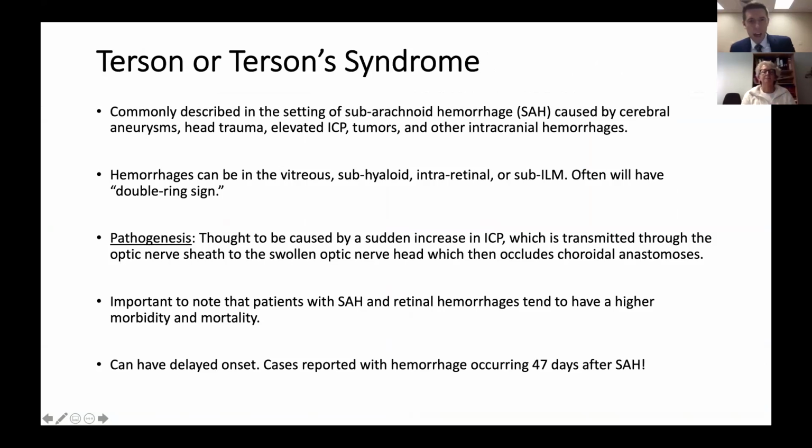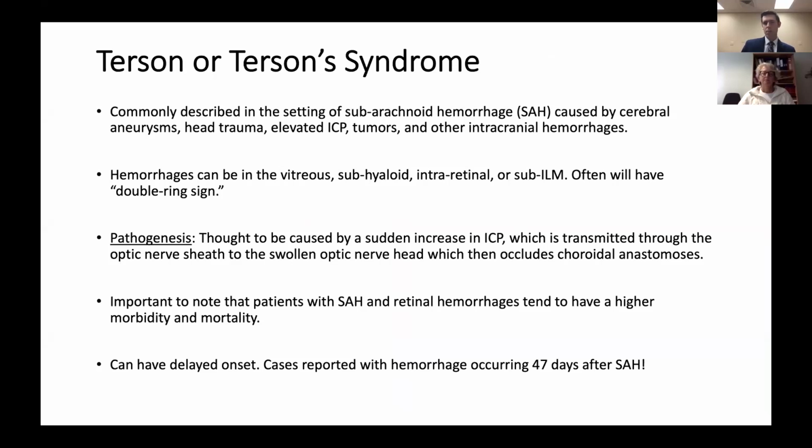So what did she have? She had what we call Terson syndrome, which is commonly described in cases where people have subarachnoid and sometimes subdural hemorrhages caused by often cerebral aneurysms, which in her case, she had a basilar tip aneurysm rupture, head trauma, which oftentimes in head trauma, you also think of Purtscher's retinopathy, elevated ICP, tumors, and other intracranial hemorrhage causes.